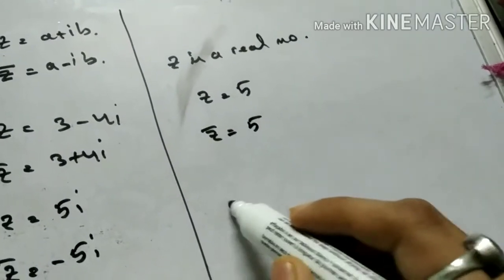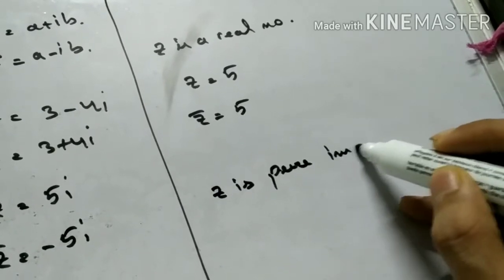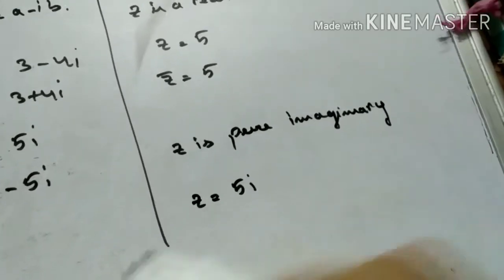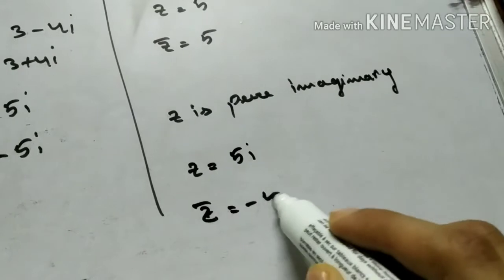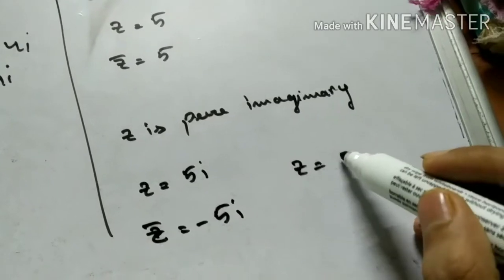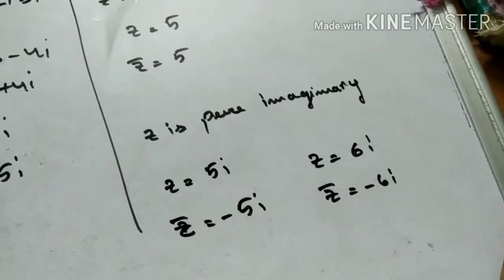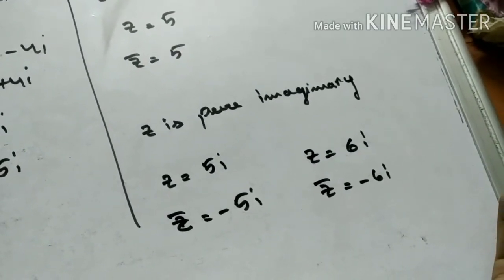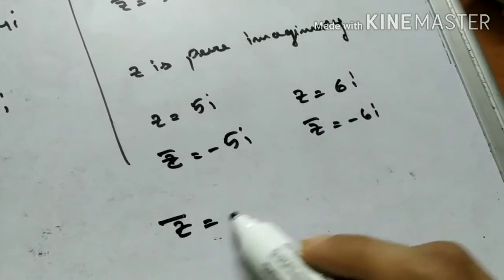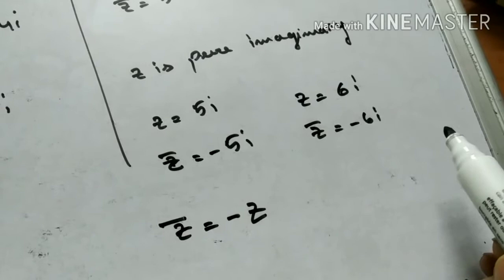Okay. Next, if Z is pure imaginary. For example, like Z is equals to 5i. Pure imaginary, real part 0 there. Then Z bar will be minus 5i. Or if I say that Z is equals to 6i, then Z bar will be minus 6i. Understand? So therefore, if Z is pure imaginary, then conjugate of Z is equals to minus Z. Understand? Conjugate of Z is equals to minus Z.